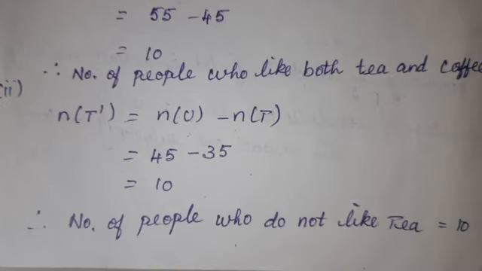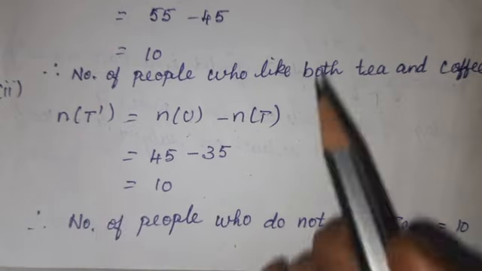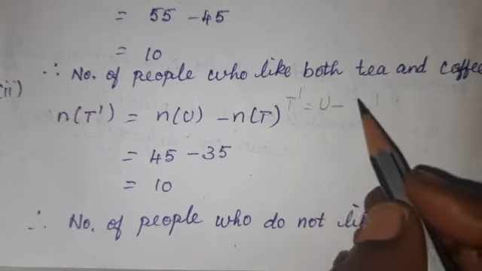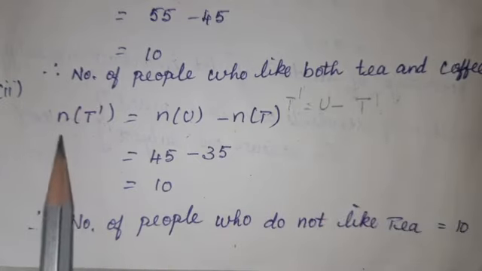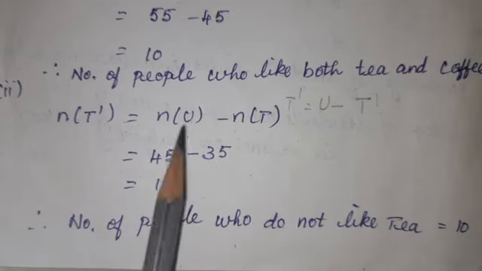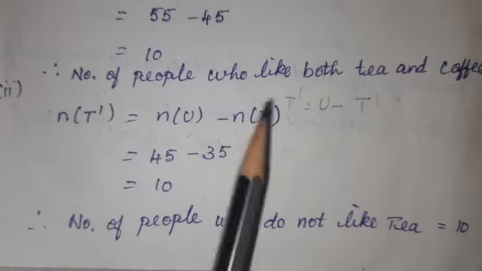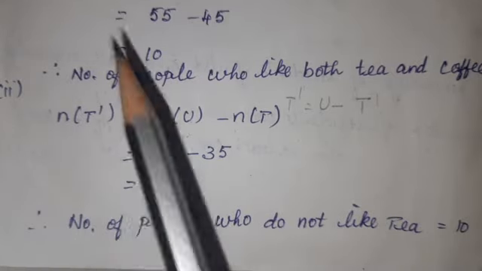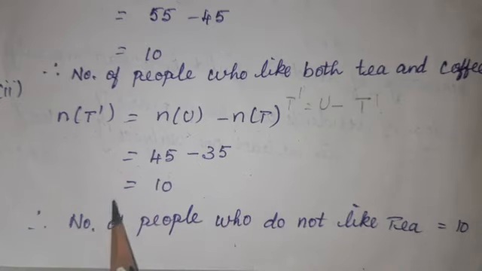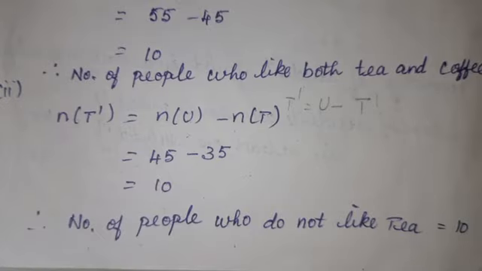Second question is find the number of people who do not like tea. Do not like tea means T complement. T complement is equal to U difference T. n of T complement is equal to n of U minus n of T. n of U means tea and coffee are included, that is already written: n of T union C is equal to 45. So n of T complement is equal to 45 minus 35, n of T is 35, is equal to 10. Therefore, the number of people who do not like tea is 10.